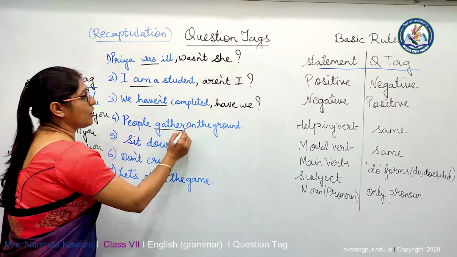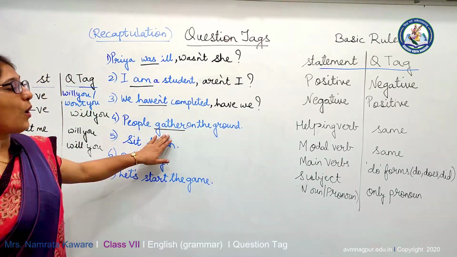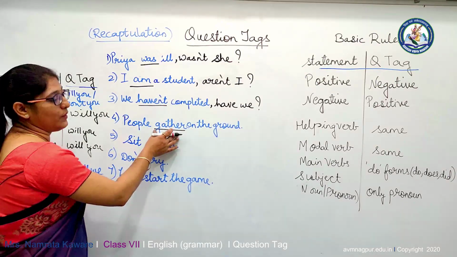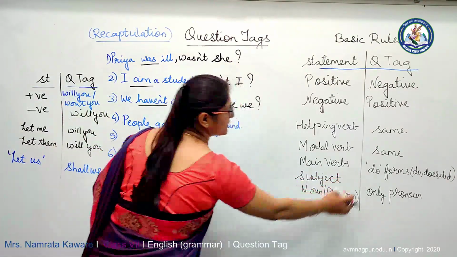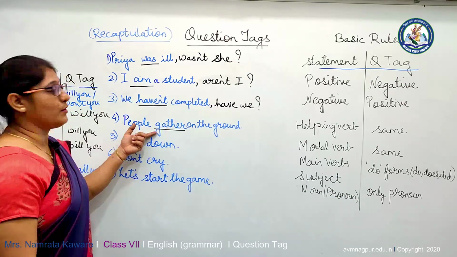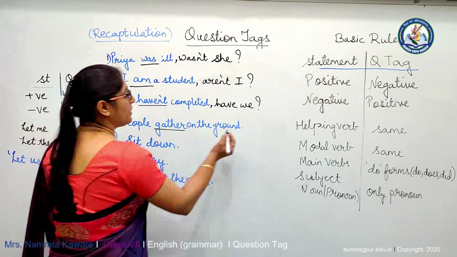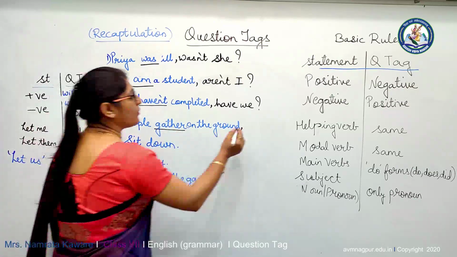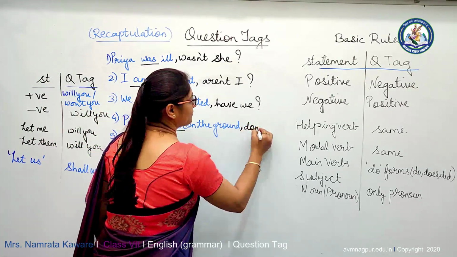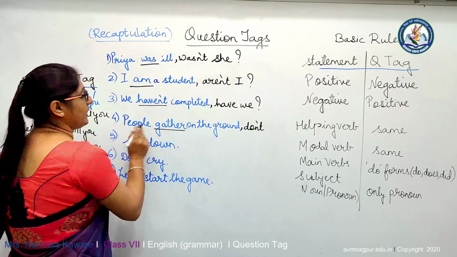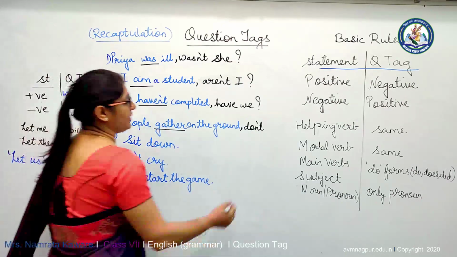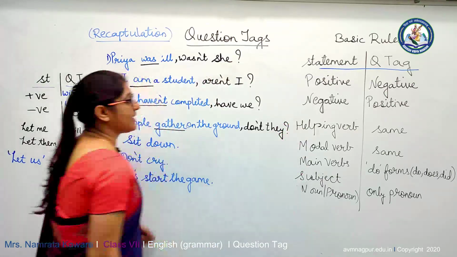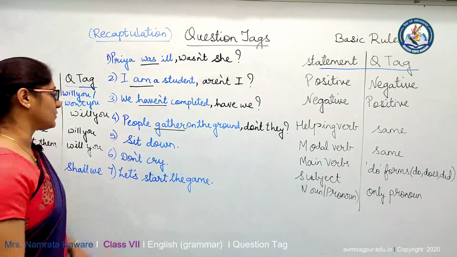People gather on the ground. Here we do not have any helping verb or modal verb. We have a main verb. In place of the main verb, we write the do forms. It is the first form of the verb or the base form of the verb. So we write do. And as the sentence is positive, we write don't. And people is a collective noun. So we write don't they. People stands for many persons together.